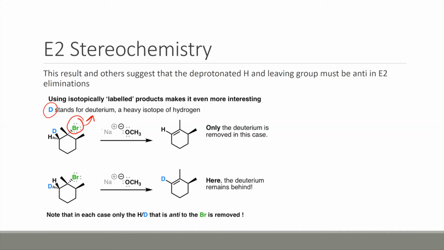And when forming an elimination reaction, remember we have to have a hydrogen that is on an adjacent carbon to this bromine. Now there is a methyl group here. I'm going to write it out so you know that. And there's also a hydrogen here.